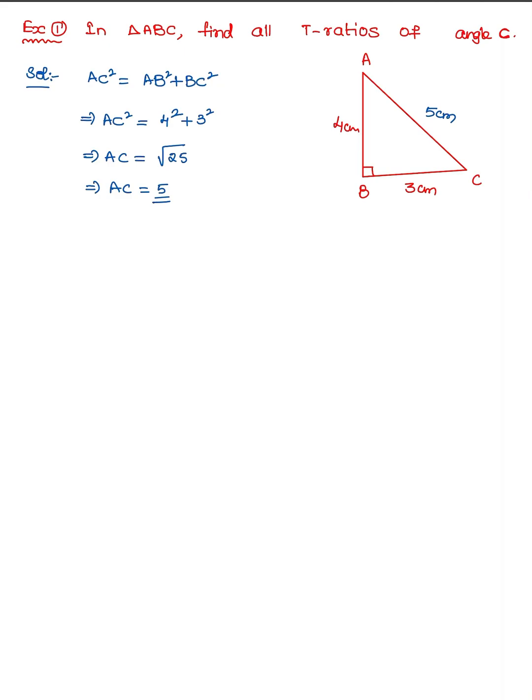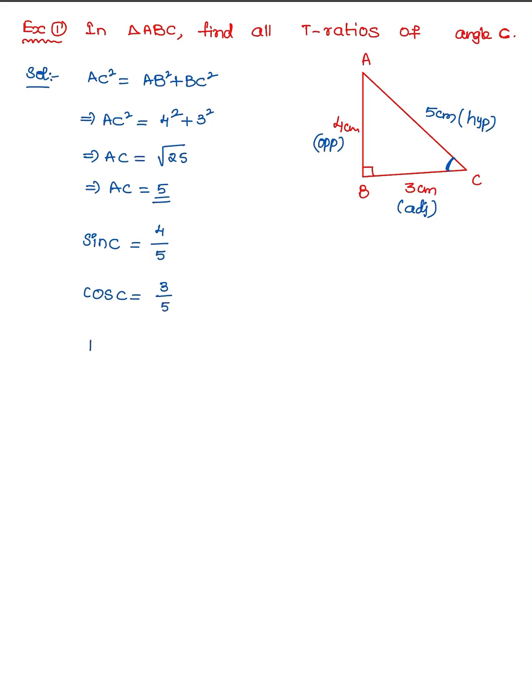After that, this is the angle of measurement. This is opposite, this one is adjacent, and this is hypotenuse. AC is the hypotenuse, just remember. So then sine C is equal to opposite, that is 4 upon 5 centimeter, that means 4 centimeter by 5 centimeter. Then cos C is equal to adjacent over hypotenuse, 3 by 5.